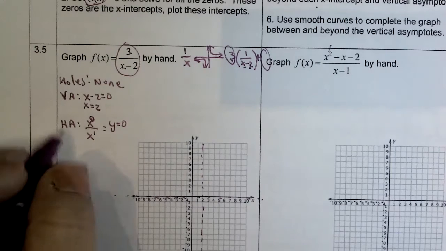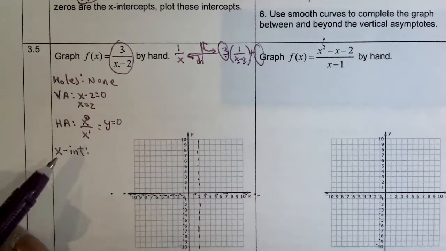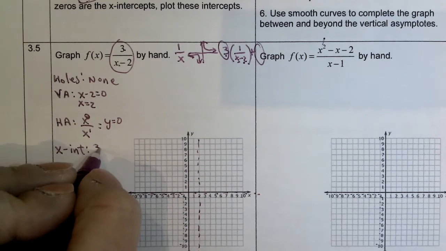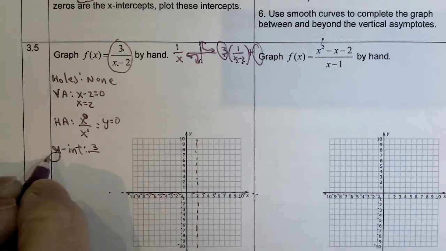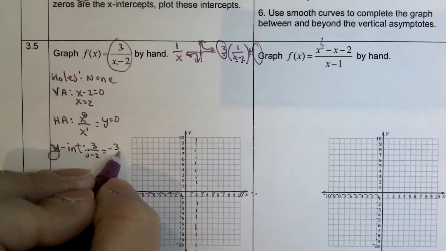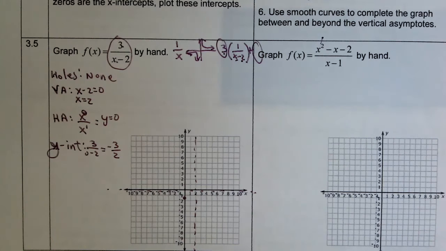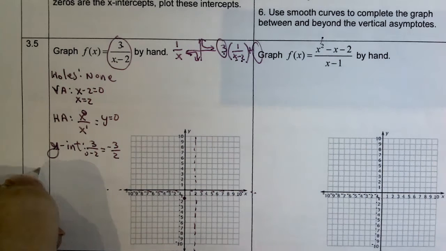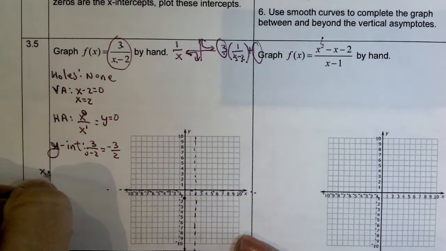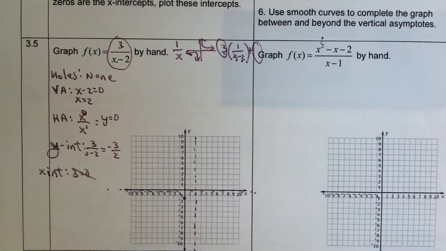And then we're going to find our intercepts. We're going to plug 0 in for x, so 3 over 0 minus 2, for our y-intercept, I'm sorry, equals -3/2. So I have the point (0, -3/2). And then my x-intercepts would be: set the numerator equal to 0 and solve. There are none. This thing is never going to cross the x-axis.